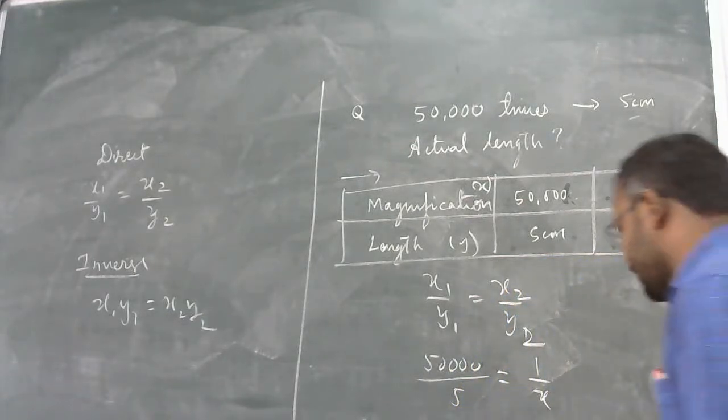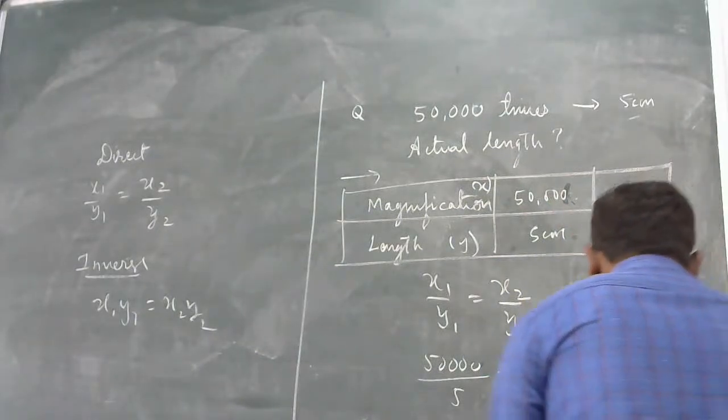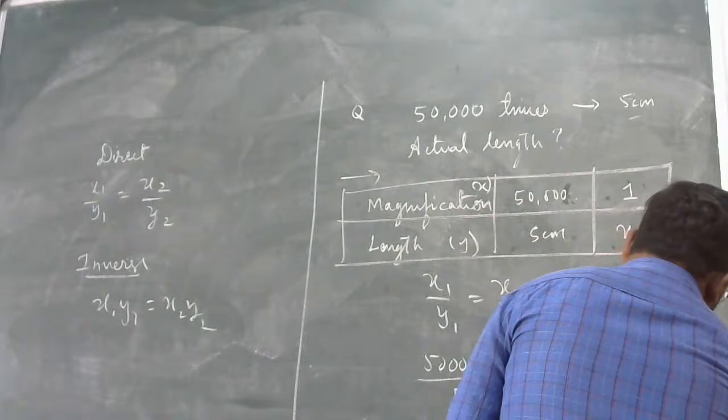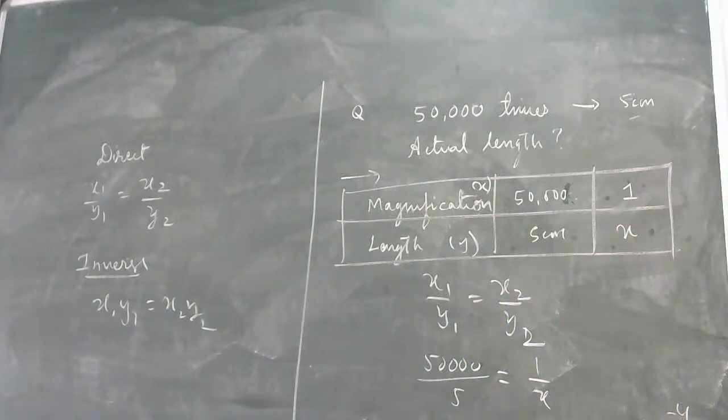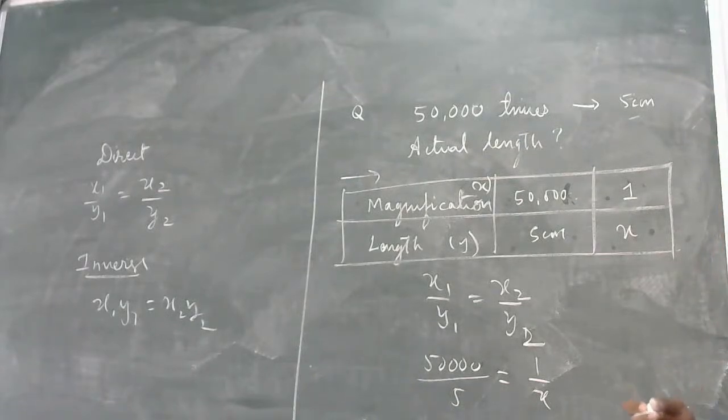Or you can write this as 10 to the power of 4. 10 to the power of 4 on the downside will become 1 into 10 to the power of minus 4 centimeter. When you are taking it from the denominator to the numerator, the power will change to negative.